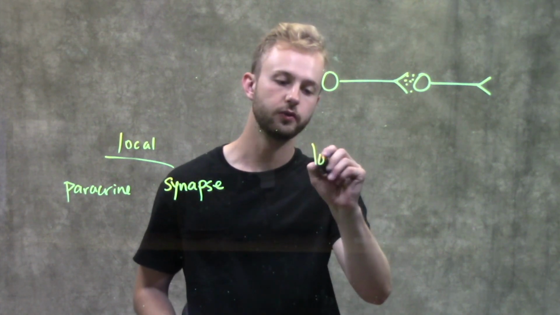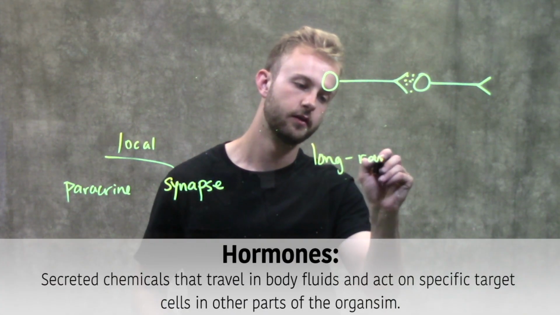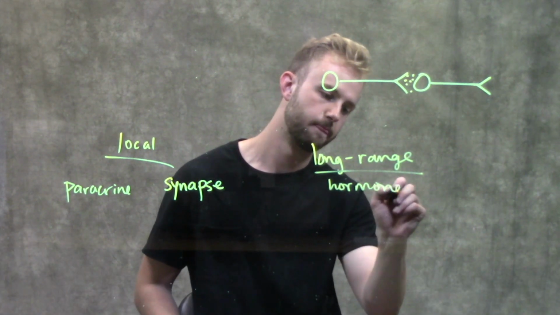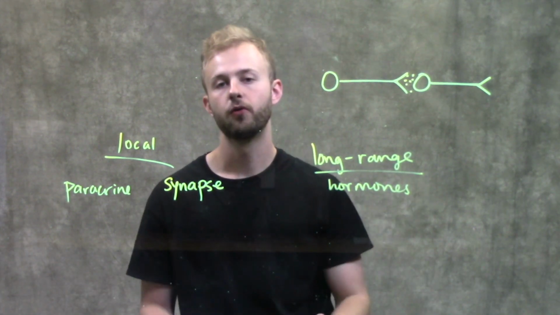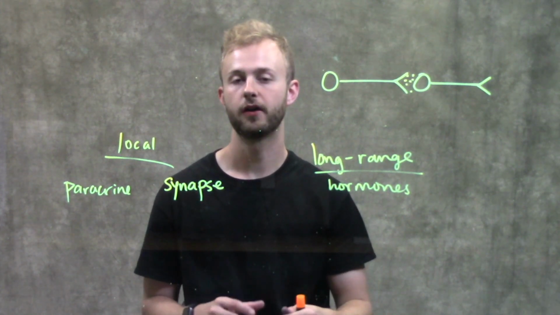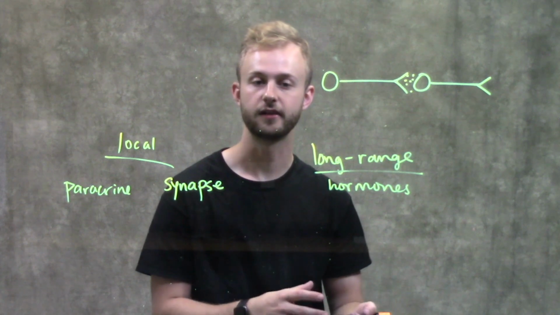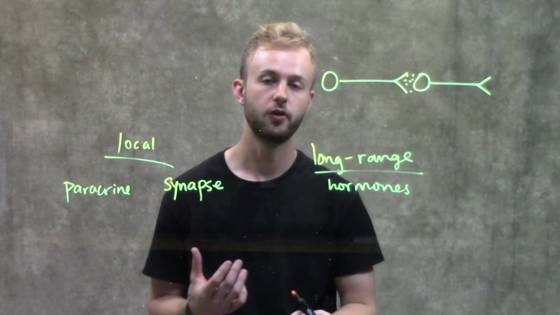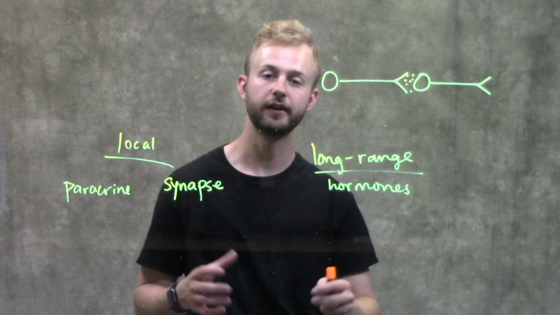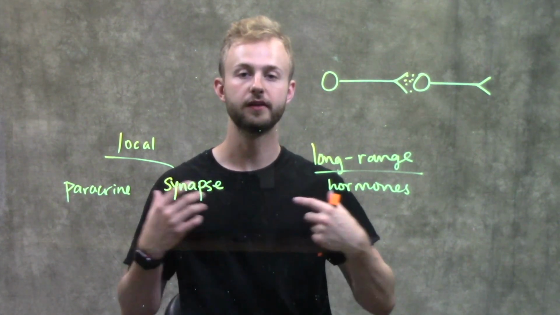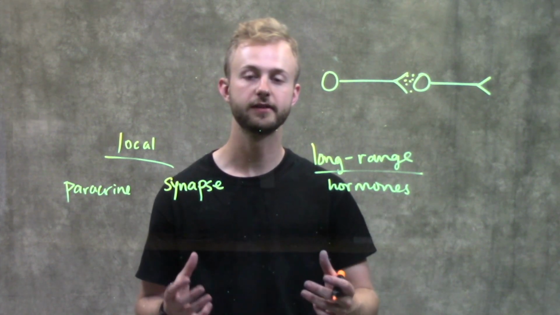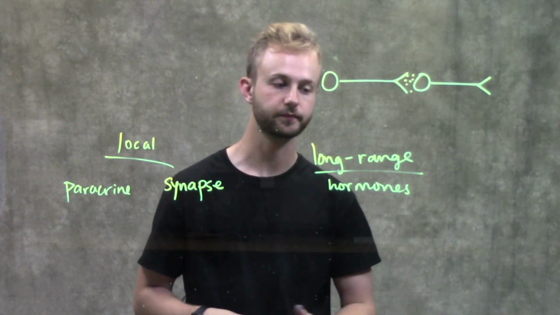So moving on to long-range signaling. Long-range signaling is done by hormones. Hormones are going to be released into our bloodstream, and they're going to travel long distances throughout our body before they arrive at their target cell. So for example, a lot of our hormones are released by our pituitary gland, and when they get released by our pituitary gland, they go into our bloodstream where they then travel out to the endocrine glands or to the organs that they were intended to go to.